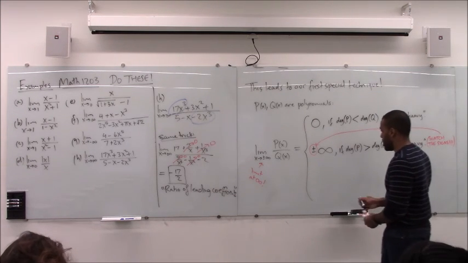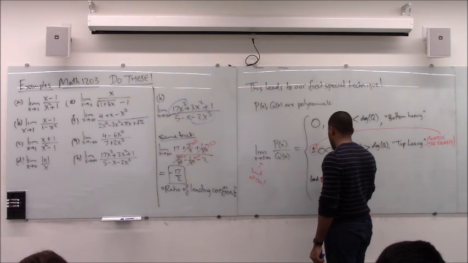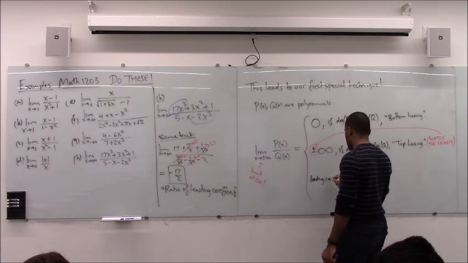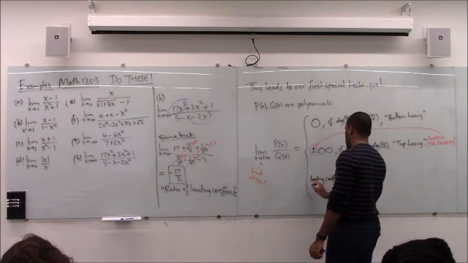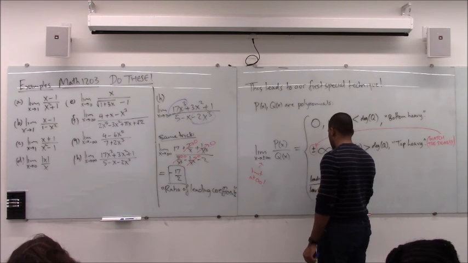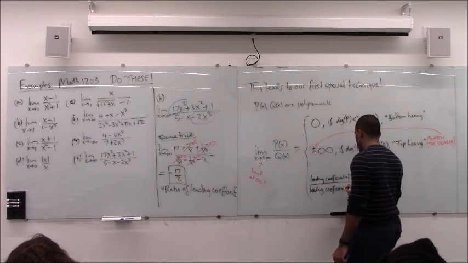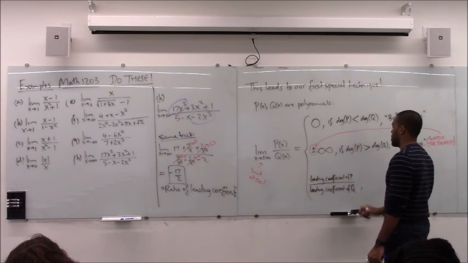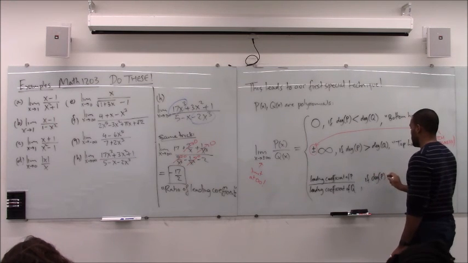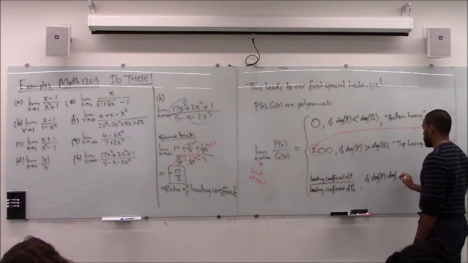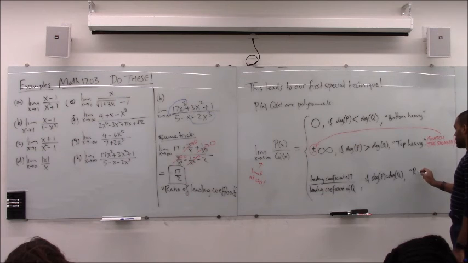And the third case is it will go to the leading coefficient of p divided by the leading coefficient of q. That happens if the highest power is the same in the top and the bottom. If the degree of p is equal to the degree of q, you will have that. And we call that the ratio of leading coefficients.